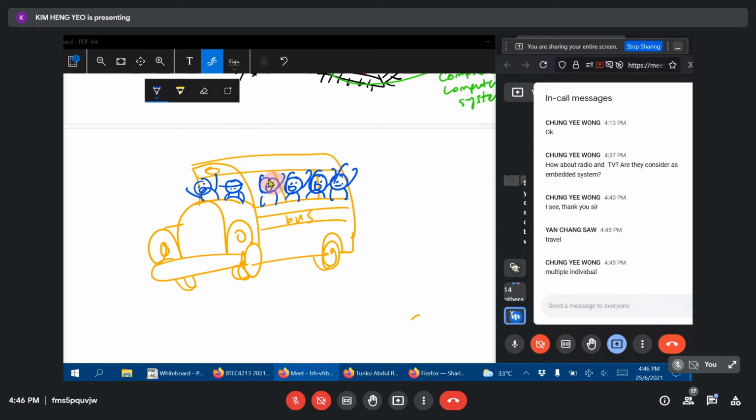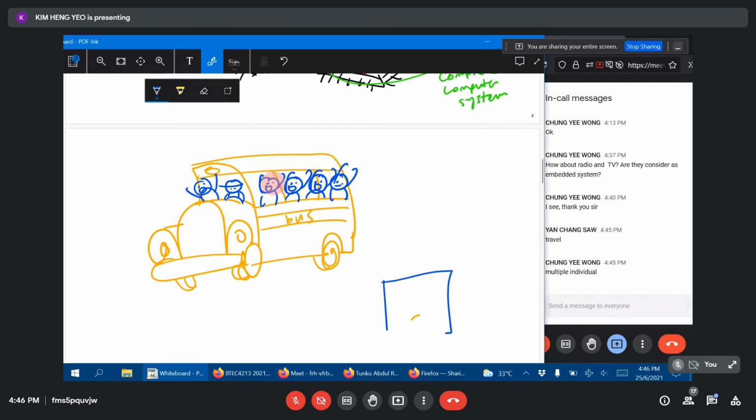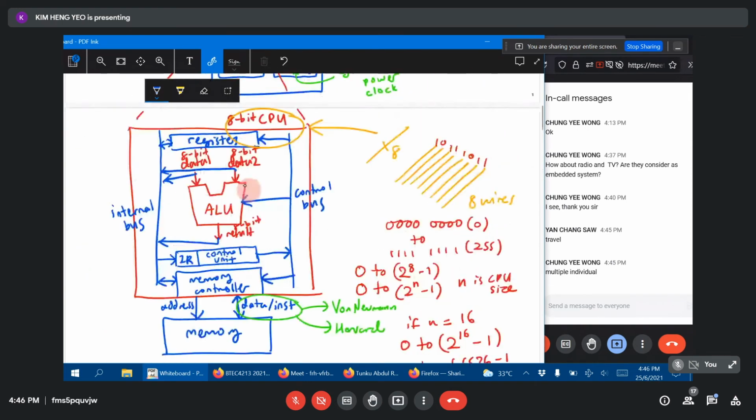A computer system is built from a lot of subsystems. Just now you looked at the CPU. You have a lot of subsystems even inside the CPU. You've got registers, which is a subsystem. The ALU is a subsystem. The memory controller is a subsystem. The control unit is a subsystem. So there are tons of subsystems, and all these subsystems are connected together by buses.